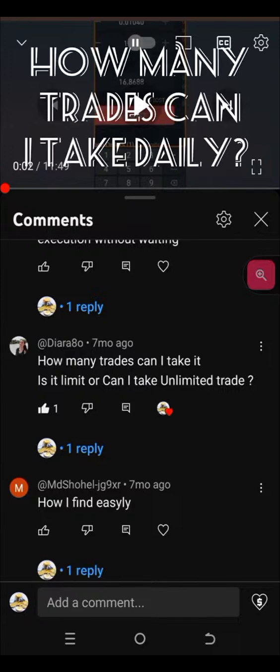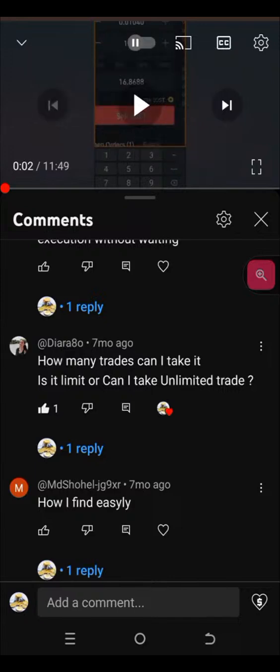So I'll just take one more question. It says, how many trades can I take? Is it limited, or can I take unlimited trades? Actually, you can take as many trades as will get executed with a limit order. Now, like I said, depending on the volume, the liquidity, and the movement of price, your trade can get executed within minutes, right? And once it gets executed, you can take out another trade.